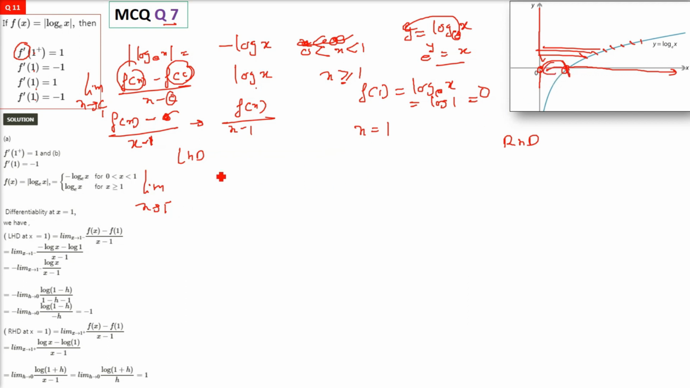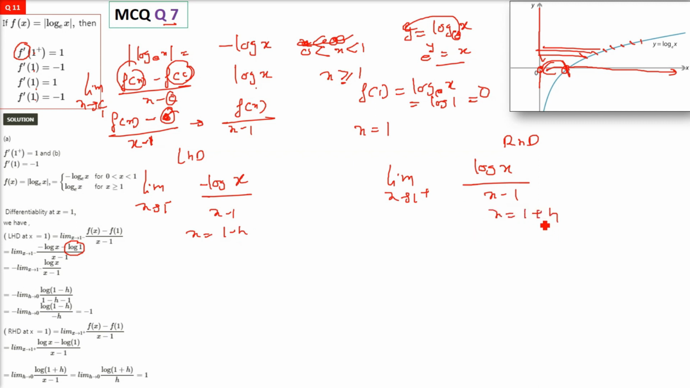When you are from 0 to 1, that is on the left of 1, you are going to use negative log x in place of f(x). Okay? And log 1, of course, as I said, is 0, so I am not writing it. I just simplified the function over x minus 1, because we are taking x tends to 1 minus. When you are at x tends to 1 plus, then you have log x divided by x minus 1 again. So x will be equal to 1 minus h on LHD, and x will be equal to 1 plus h on RHD, and then we'll change the limit. Now the limit will be h tends to 0 here, and here also the limit will be h tends to 0.